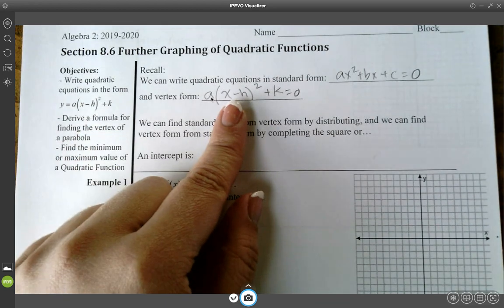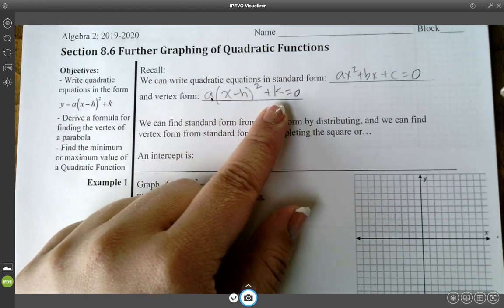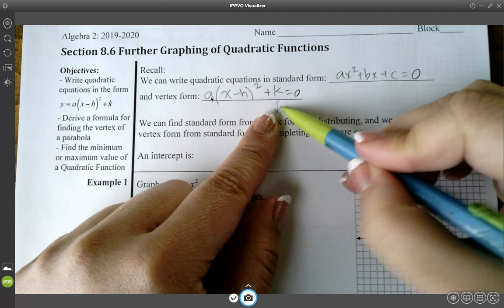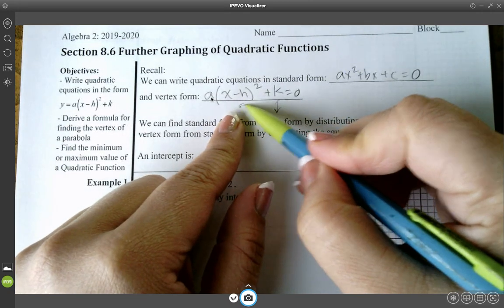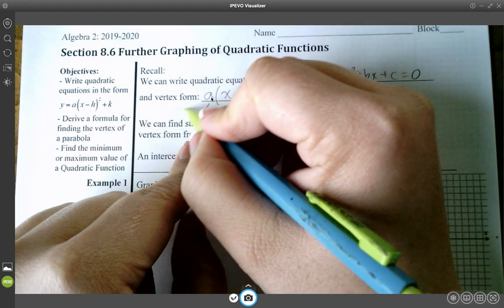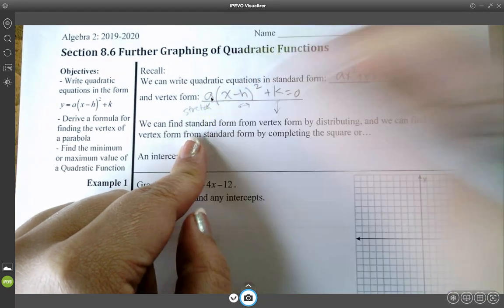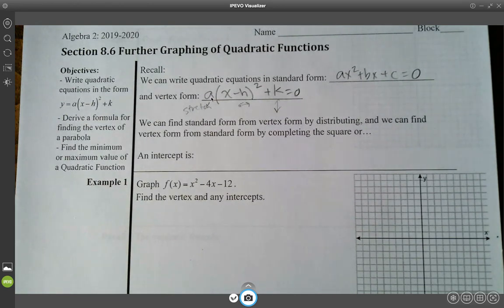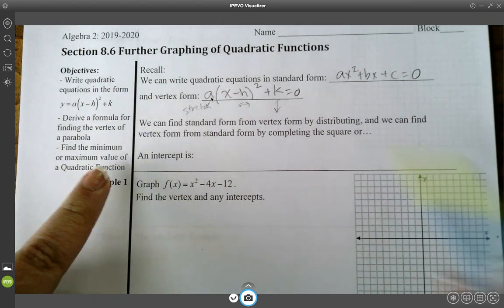Where we have x being squared, we have something being added. This was our vertical motion. The h was our sideways motion. And the a was our stretch or compression, okay? So we can find the standard form from vertex form.